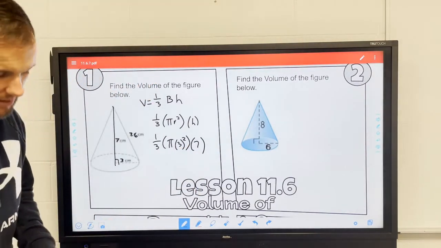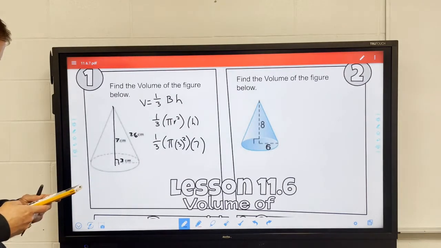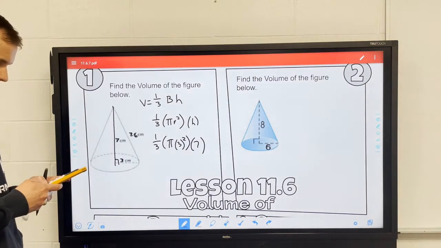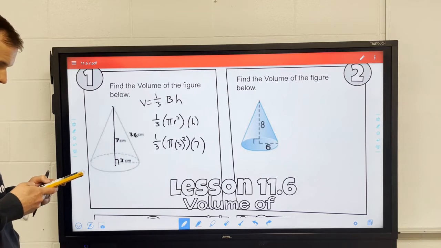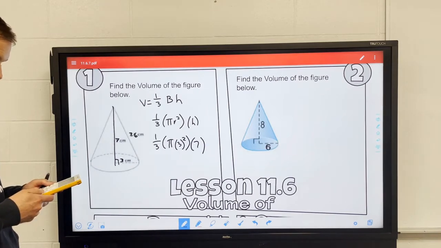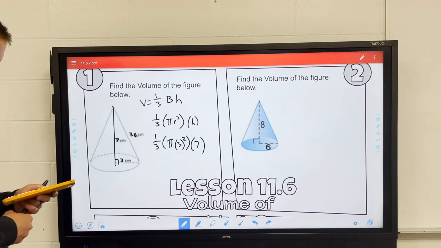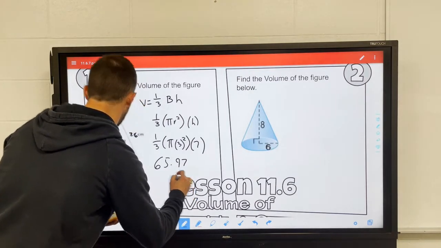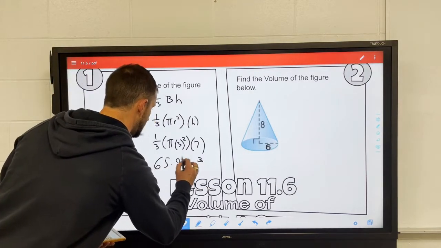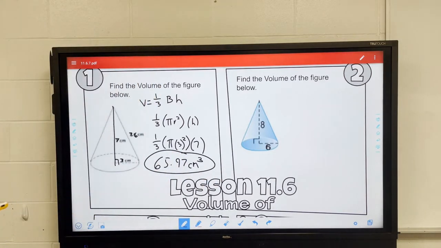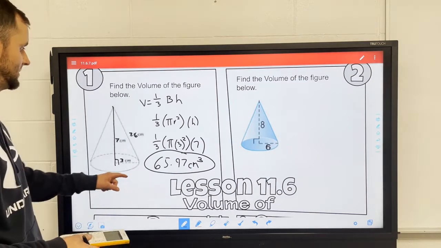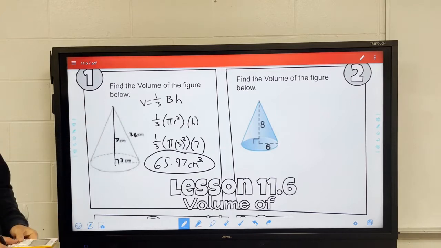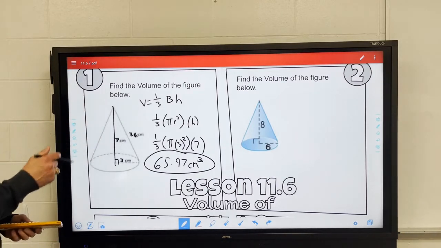Right now, in my calculator, I'm going to do pi times 3 squared, and then multiply that by 7. And I'm going to divide everything by 3, or multiply it by 1/3, however you want to say it. That should give me 65.97, and that's going to be centimeters cubed. Remember, when I'm doing volume, I'm doing cubic measurements. So that means about 66 1-by-1 cubes could fit inside the volume of this cone, okay? Let's jump over to example number 2.